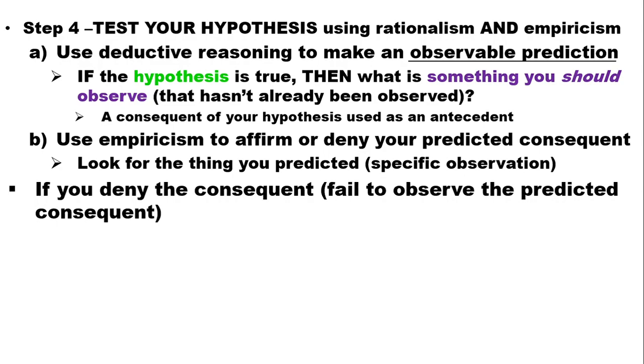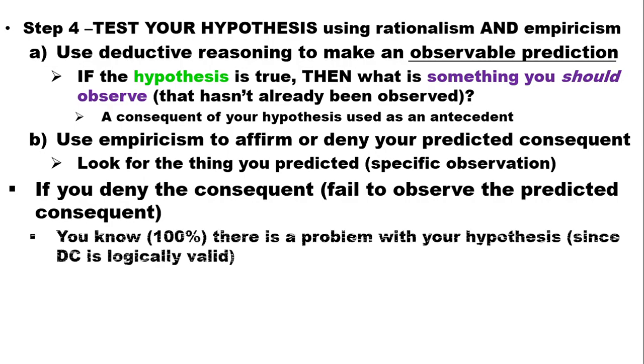So what happens? Well, if you look and you look and you look for that observation and you don't find it, then you have denied the consequent. You've said, if my hypothesis is true, then I should observe this. Well, I haven't observed this. I've looked many times, in many ways, every way I can think of, and I haven't observed it. So that gives me reason to think, in fact, 100%, I know that there's a problem with my hypothesis.